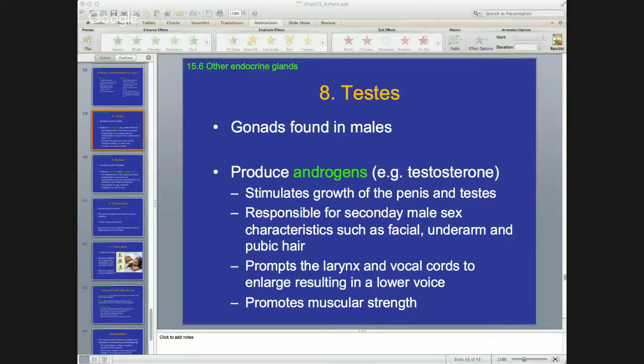Then we have number 10, the thymus gland, which is found beneath the sternum. Your sternum, if you recall, is also known as the breastbone. So beneath the sternum, you have your thymus gland. This gland is largest and most active during childhood. As you mature, as you grow, it gets smaller. This is where your T cells, your T lymphocytes, become mature.